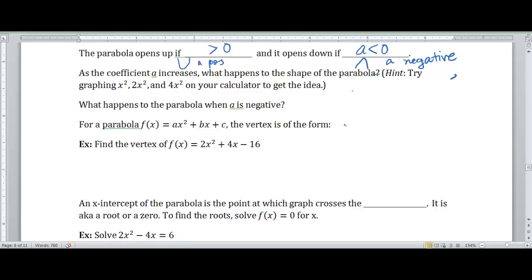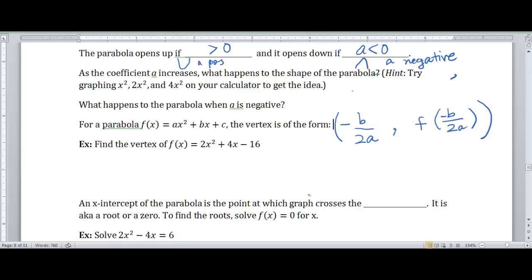So the vertex is negative b over 2a, comma, f of negative b over 2a. Negative b over 2a is going to be the x-coordinate of the vertex. Remember, the vertex is a point. So you take that negative b over 2a and plug it into the original function, f, and that's the y-coordinate. So let's do this example here.